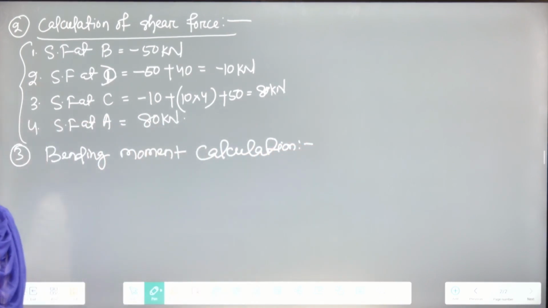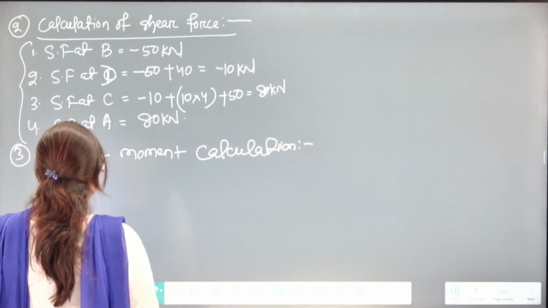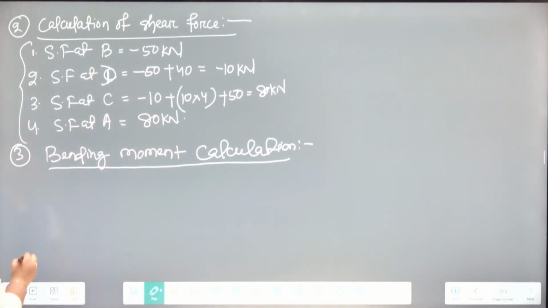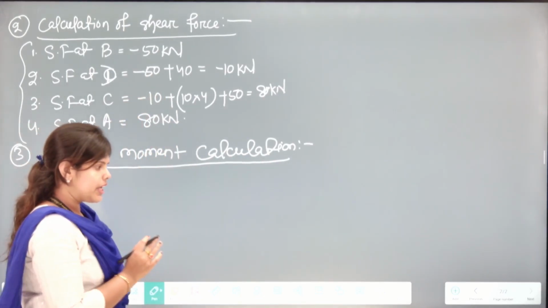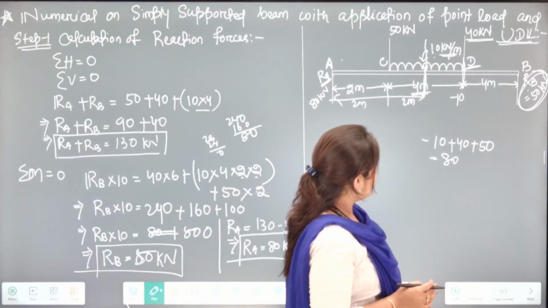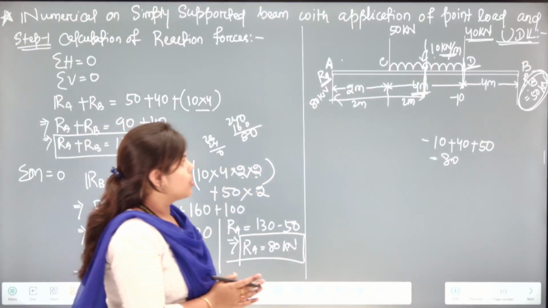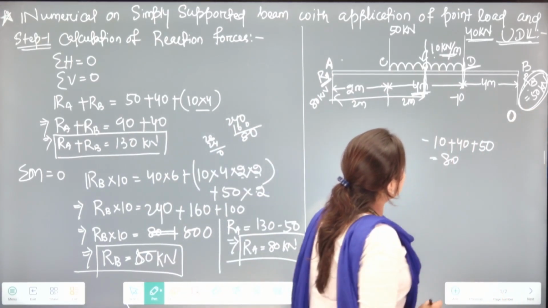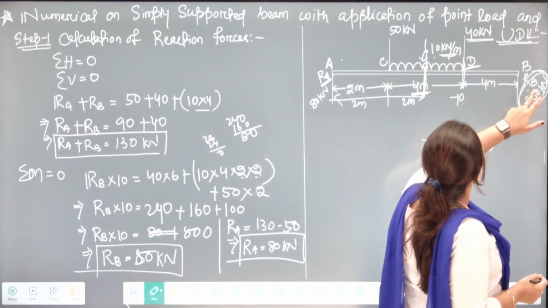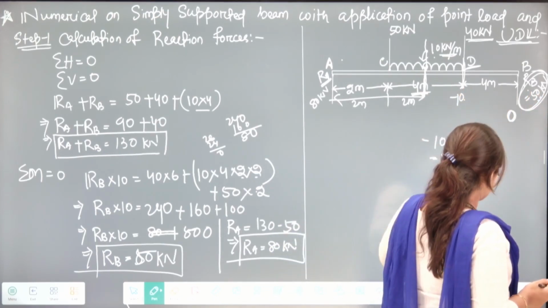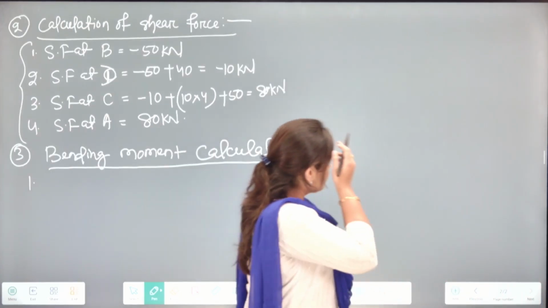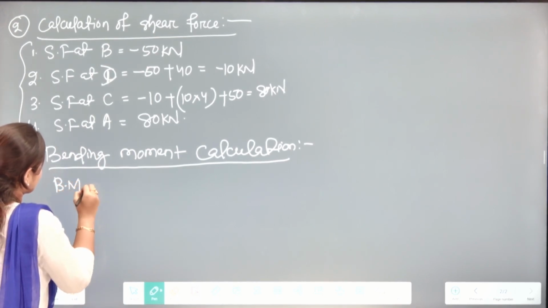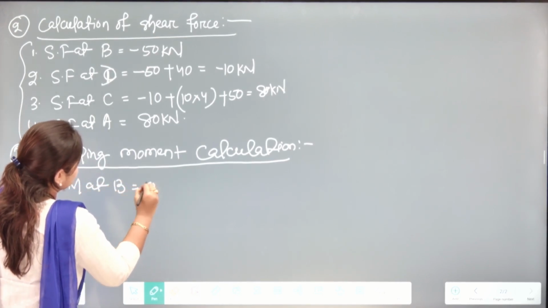Bending moment calculation. Similarly, at these 4 points, we will calculate the bending moment. We know that at fixed point or end supports, we will have the bending moment as 0. So here at support B, we will have 0. Then this force 50 multiplied with the distance. So bending moment at B is equal to 0.